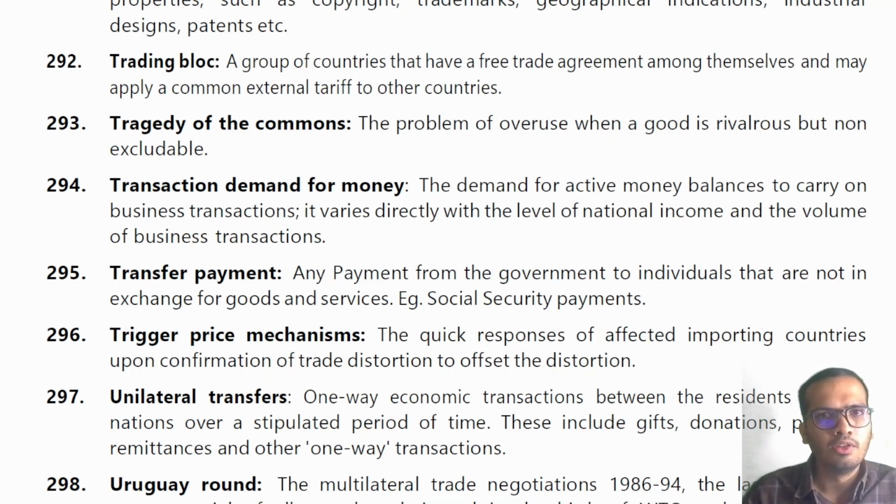Then we have number 292, trading bloc. So it's a group of countries that have free trade agreements among themselves and may apply a common external tariff to other countries. Then we have tragedy of the commons. So the problem of overuse when a good is rivalrous but non-excludable.